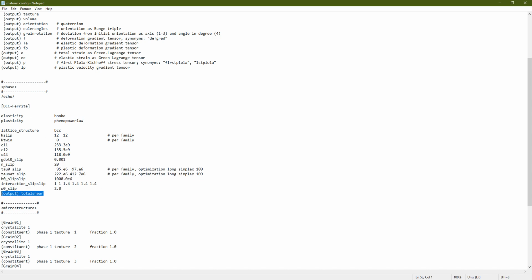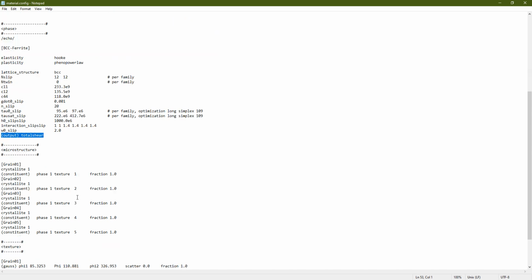And this is the output of total shear if we want to obtain output from here. So which shear took place on which slip system. If we want to take that output, we can do that. Otherwise, we do not need it. We can completely ignore this. Okay, so this is how the material file is written.